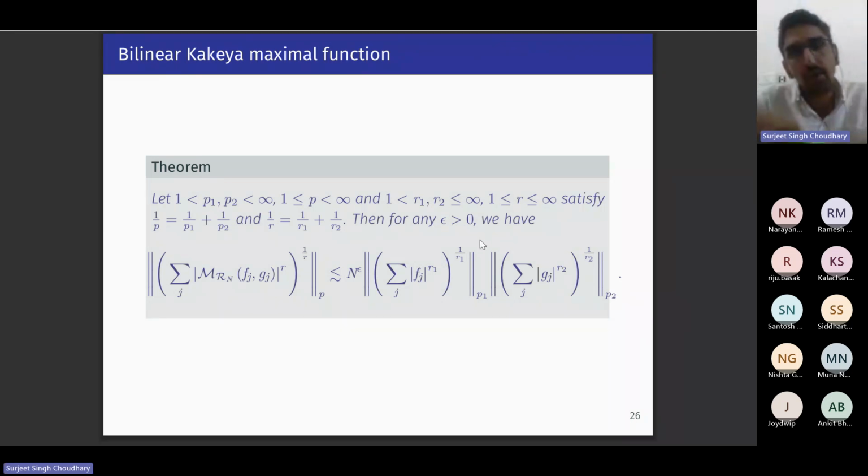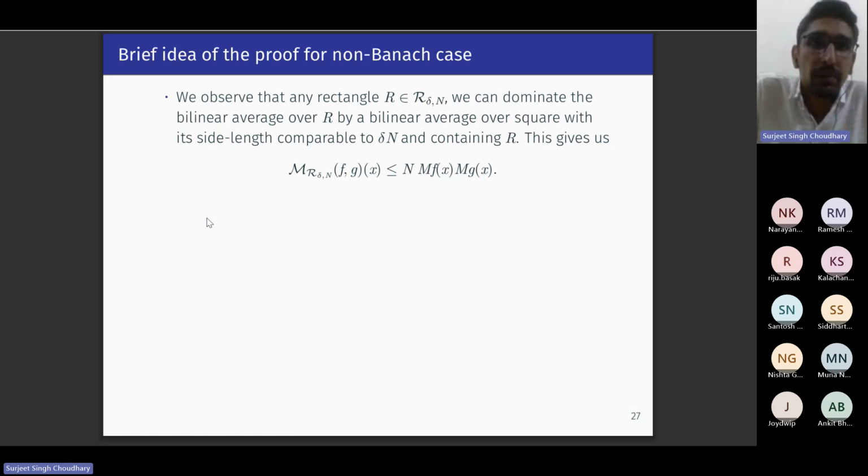So in our case, for the bilinear Bochner means for convex domain, the n was some 2 to the power 30L. So we use epsilon as a small number so that we get a growth like 2 to the power lambda L by 2. I will not be discussing the proof of this vector valued argument, but let me give you a brief idea of the proof for the bilinear Kakeya maximal function.